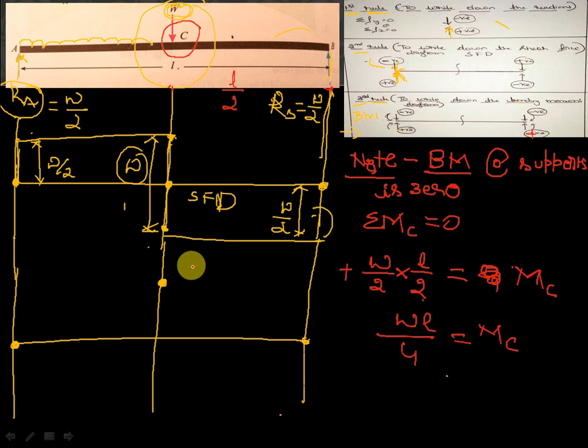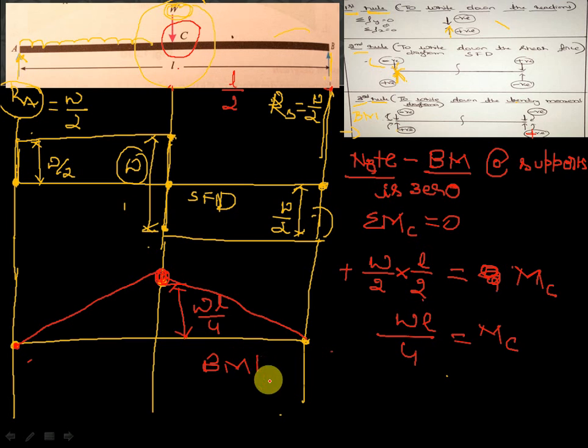So what is this distance now? This is WL by 4. Bending moment at the supports is 0. So just draw it: this will be your shear force and this will be your bending moment diagram. This is very simple. Don't worry, we'll solve a maximum number of problems, then you will come to know all the concepts very easily.